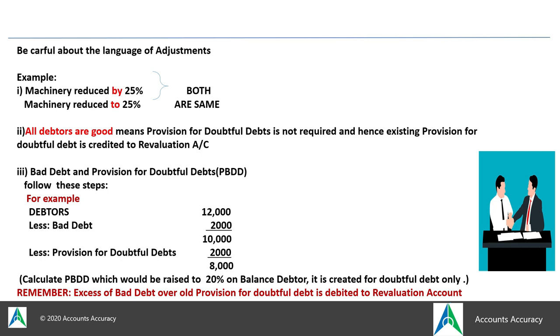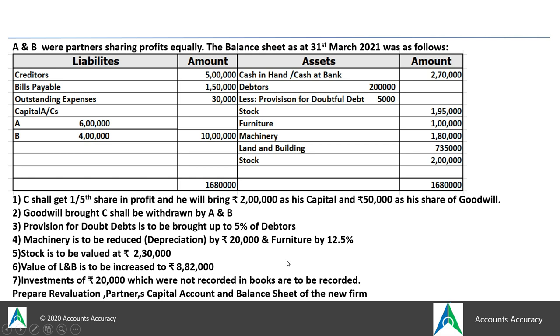And any excess of bad debt over old provision for doubtful debt is debited to revaluation account. Suppose if any old provision would have been there, like 4,000, so from 4,000, this 2,000 would have been reduced and the rest 2,000 would have been debited to revaluation account. That could be more clear when you will do the sum. Let us try this sum.